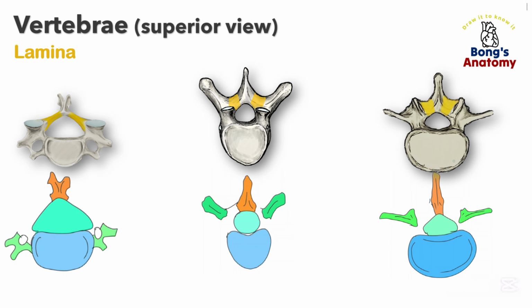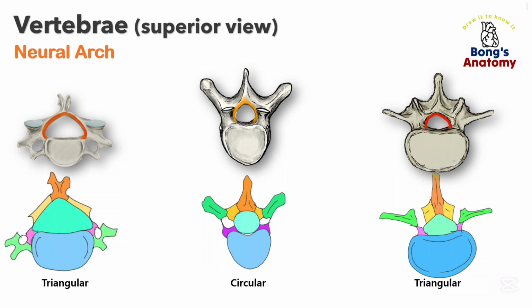The lamina is a part of the vertebra that forms the posterior portion of the neural arch, connecting the spinous process to the transverse processes. It provides protection for the spinal cord from the back. The pedicle, on the other hand, forms the anterior portion of the neural arch, connecting the vertebral body to the transverse process. Together, these structures form the neural arch, creating a protective enclosure for the spinal cord.